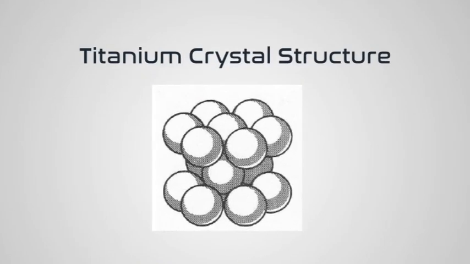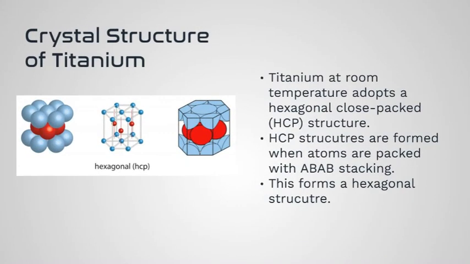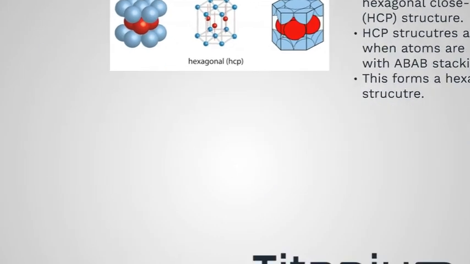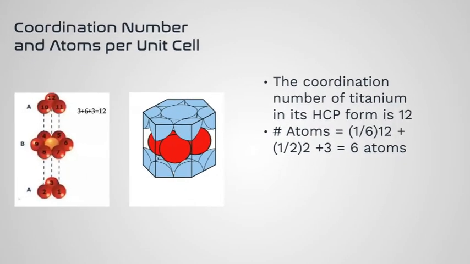This is titanium's crystal structure. Titanium at room temperature adopts a hexagonal close-packed (HCP) structure. HCP structures are formed when atoms are packed with AB-AB stacking. This forms a hexagonal structure. The coordination number of titanium in its HCP form is 12. You can see that there are twelve 1/6 atoms and two 1/2 atoms, plus the three full atoms in the middle, which equals 6.